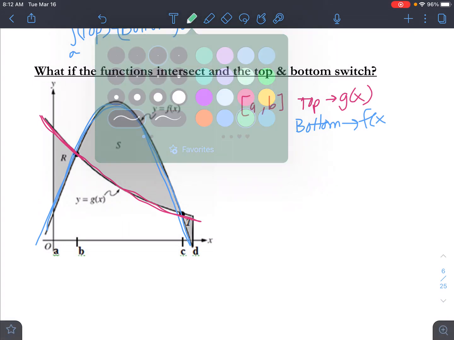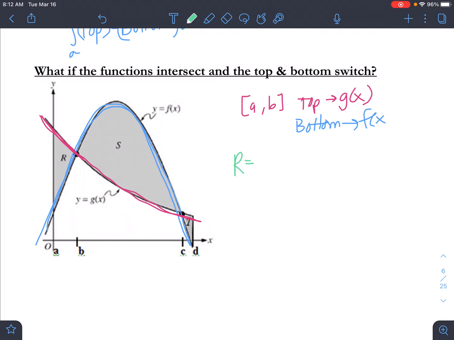I'll use a neutral color here. To find the area for R, you would do the integral from a to b of the top function, g of x, minus the bottom function, f of x, dx.